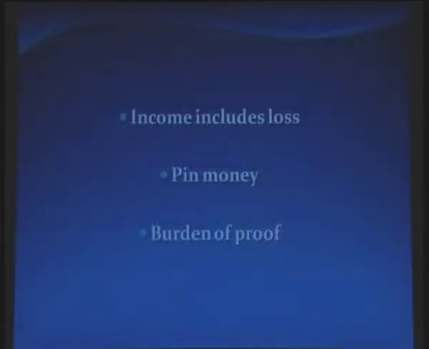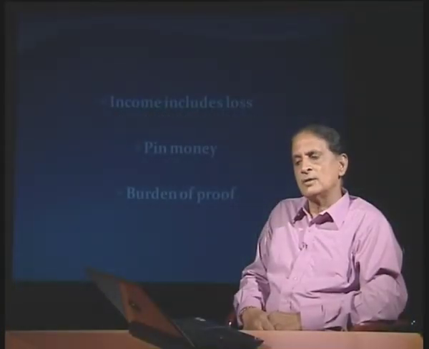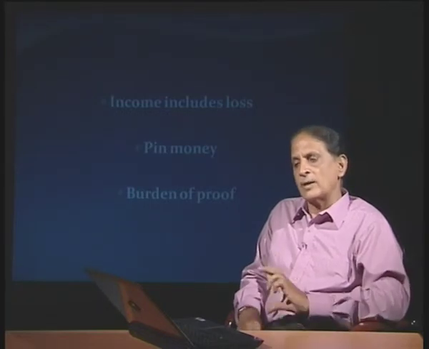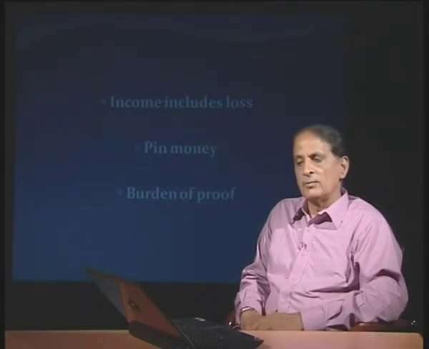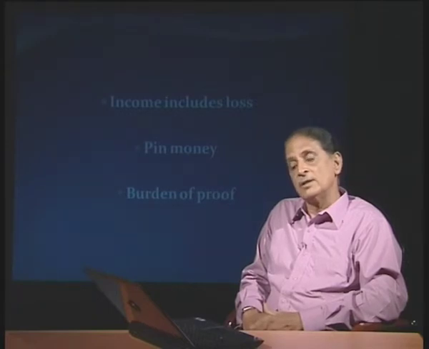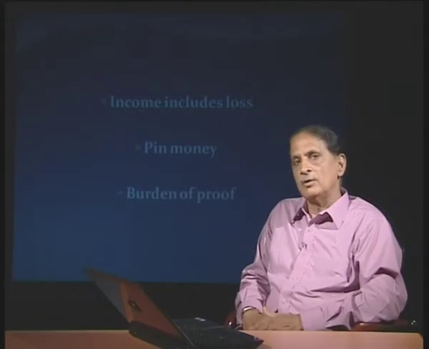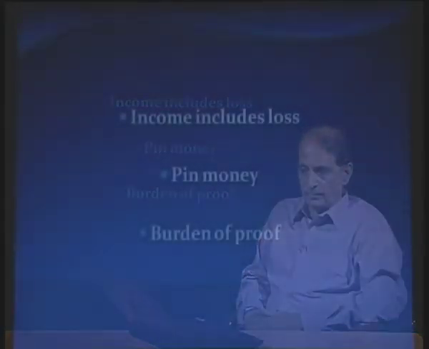Now, next is income includes loss. It means income does not mean only positive income, that also covers losses. For example, Mr. X is doing two types of business. The first business has given an income of rupees 2 lakh, but the second business has given a loss of rupees 50,000. In this case, income of 1,50,000 will be taxable, because the loss is always reduced from the income of the first business.